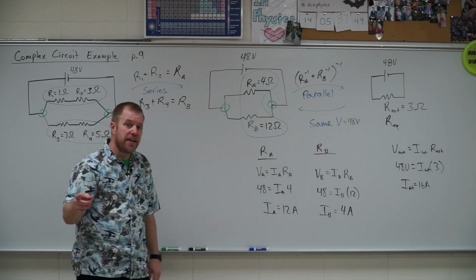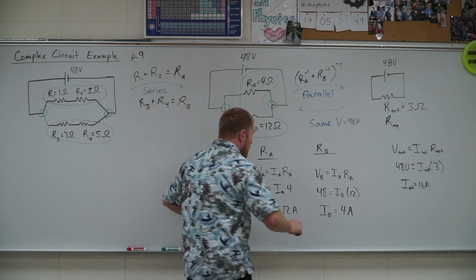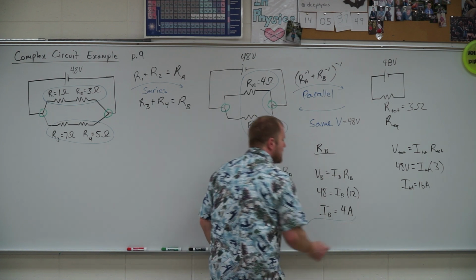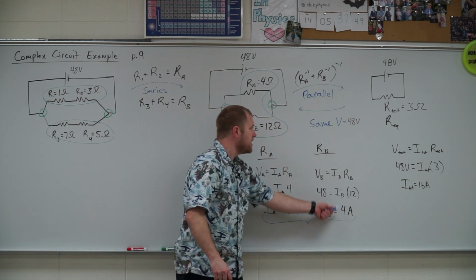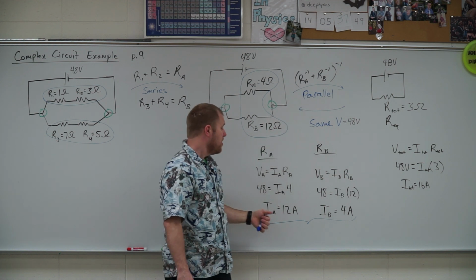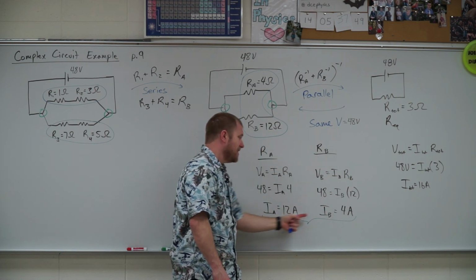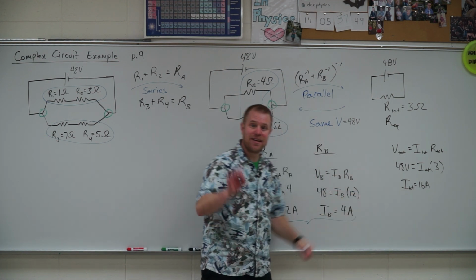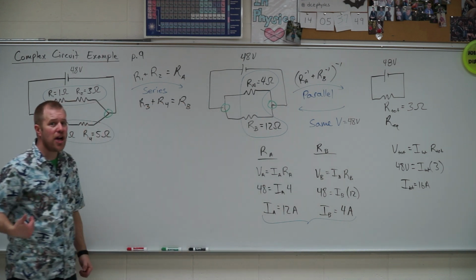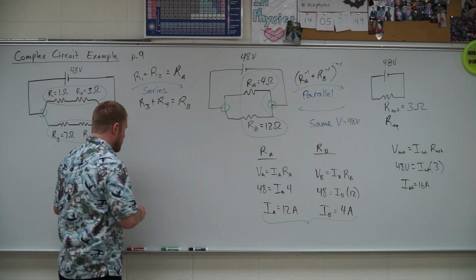Now, a good check. Always check yourself, you know. If I combine these two currents together, because we are looking at a parallel, the total current is 16 amps. It works out. So you should always check the one you didn't know going backwards.